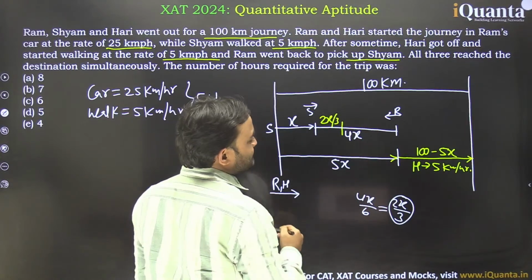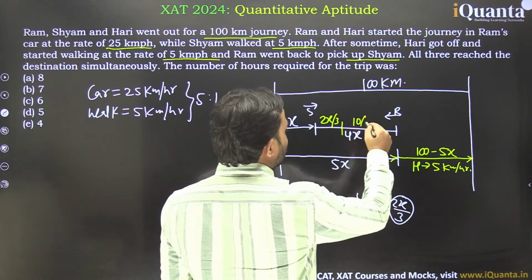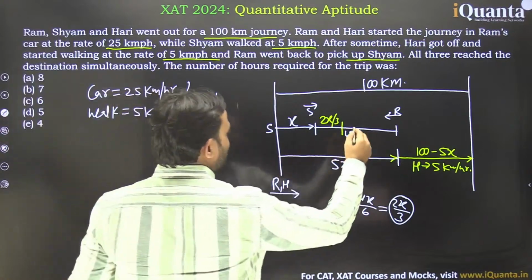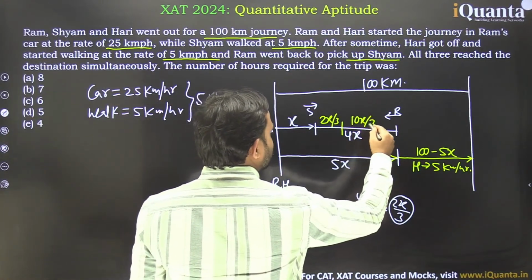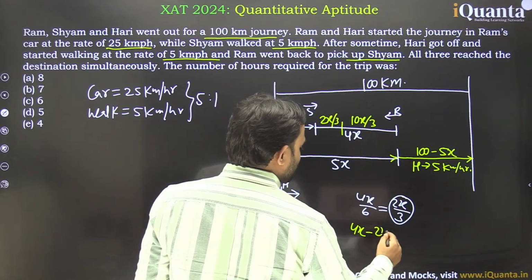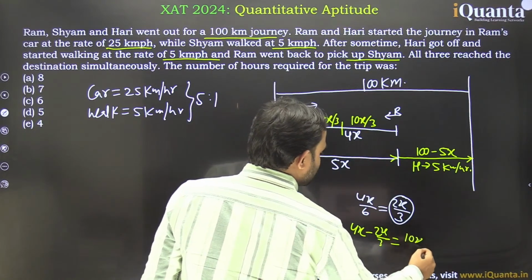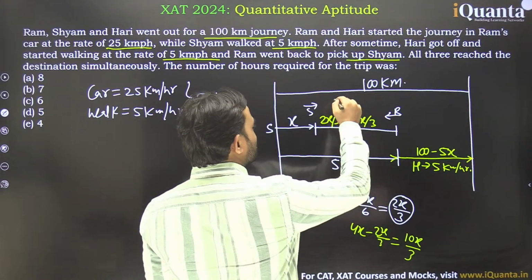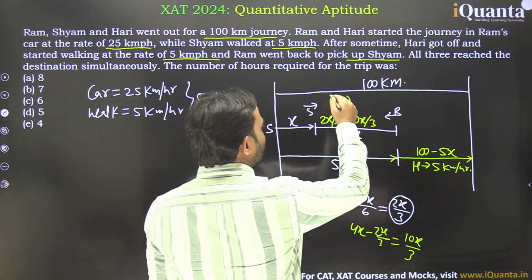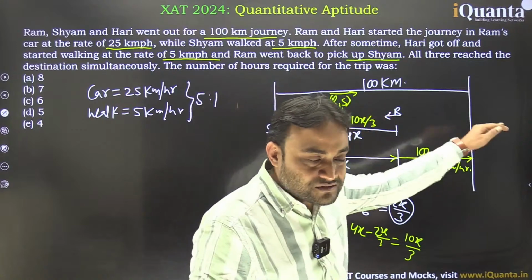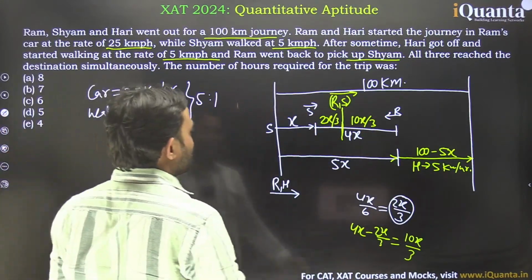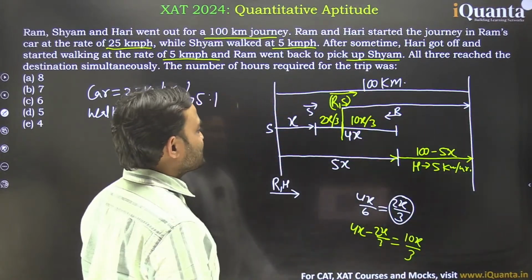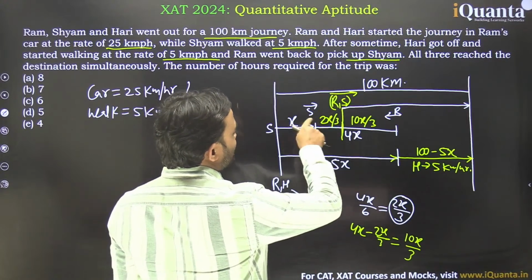This 2x by 3 distance is covered by Shyam, and 10x by 3 distance is covered by Ram to meet Shyam. This will be 10x by 3. 4x minus 2x by 3 is equal to 10x by 3, or just 5 times of this. So basically at this position Ram and Shyam have met, and now they are going towards the end. So this distance they have traveled. Now what is this distance? This is total 5x by 3.